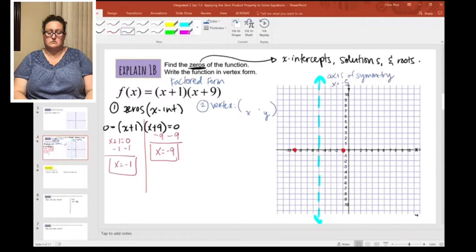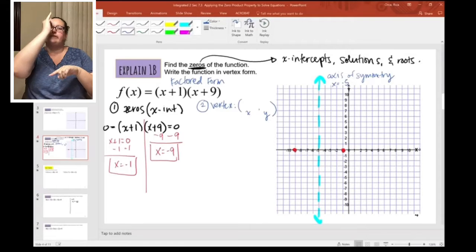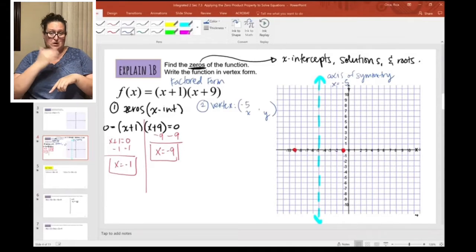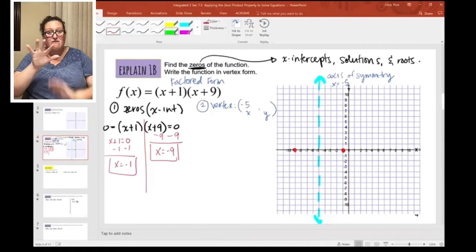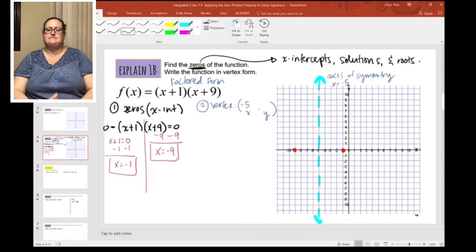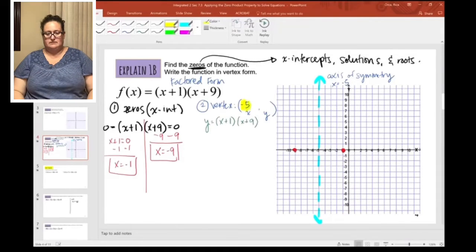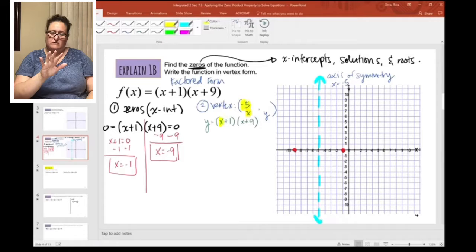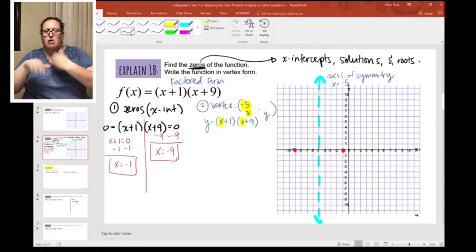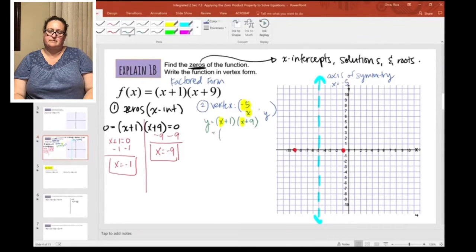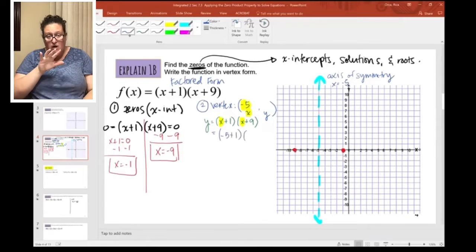So we know that the vertex is going to be somewhere along the axis of symmetry. We also know that the x-coordinate of our vertex is at -5. Now let's find the y-coordinate. To find the y-coordinate, we're going to use our function, which is y equals x plus 1 times x plus 9. X is -5. Take that x value and plug it into all the x's. So that's -5 plus 1 times -5 plus 9.